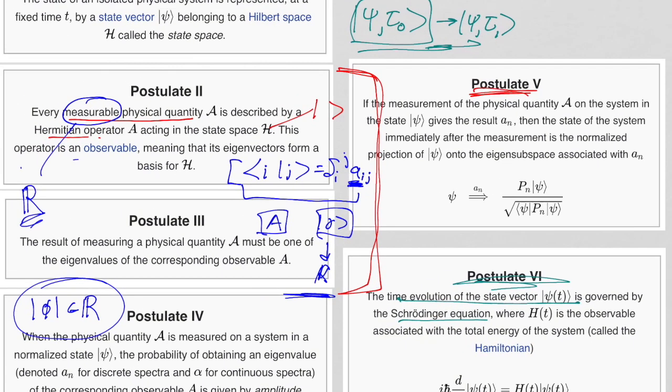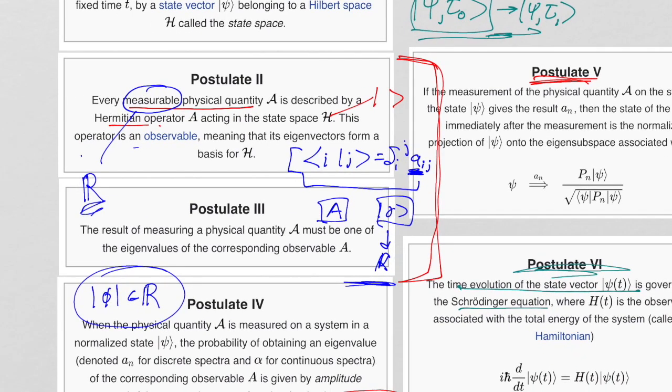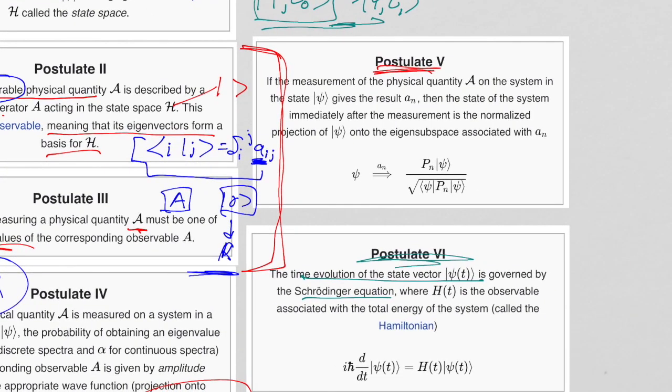In other words, we have a complete... It's not totally obvious why an observable's eigenvectors must form a basis for H, and why a measurement must be an eigenvalue. It's not completely tied together, but postulate 5, which is the one that gives everybody heartburn, which is really the collapse postulate, right? That basically says after you make a measurement, you leave your state in an eigenstate.